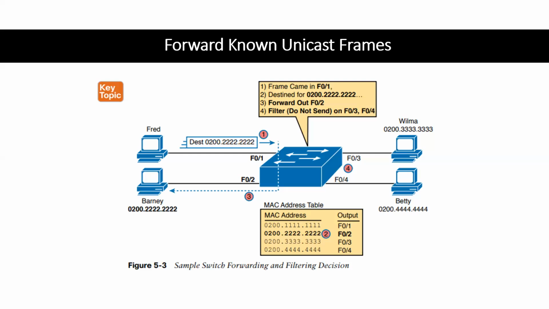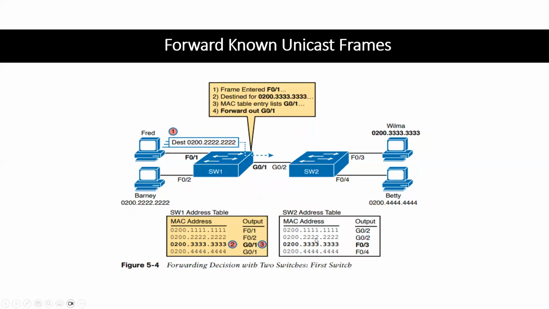Okay. So Fred sends it, the switch gets it and says, oh okay, this is destined for this MAC address. I know what this is. This is Fast Ethernet 0/2. It is going to send it to Barney. Okay. Let's keep going. All right.